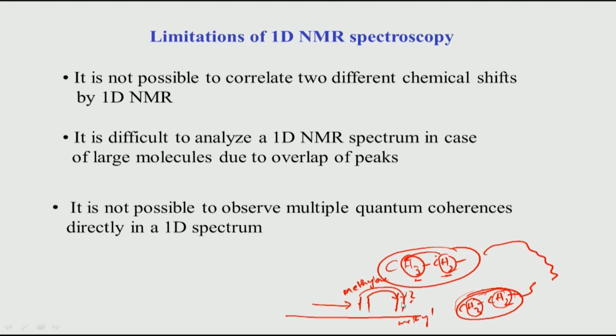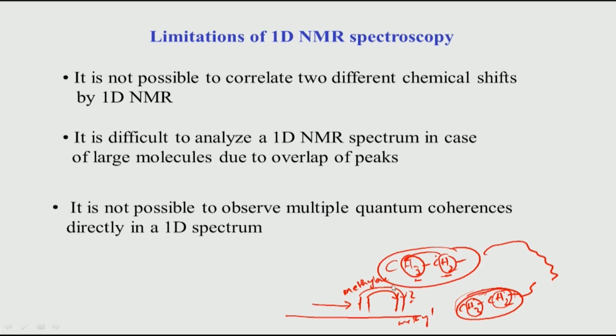So, if you want to know which methyl peak here is matching with which methylene peak here, which are the coupling partners, you will not get that information, because this will also be a quartet, this will also be a quartet, this will be a triplet, this will be a triplet because of the J coupling.